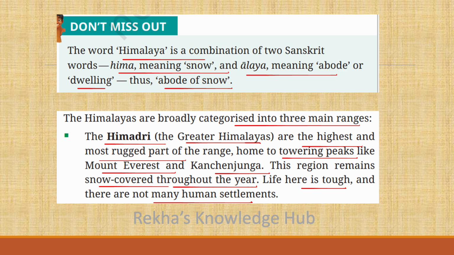It is so cold up in the Himadri that it is covered in snow all the time, even in the summer. Because it's so cold and rocky, it's a hard place for people to live. So, there are not many towns or villages up there. It is mostly just giant snowy mountains reaching up to the sky.